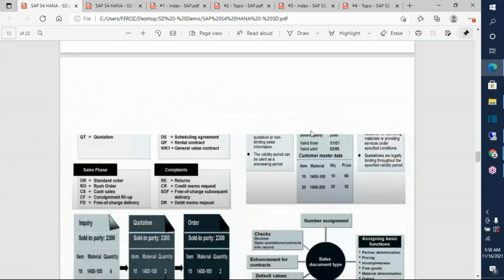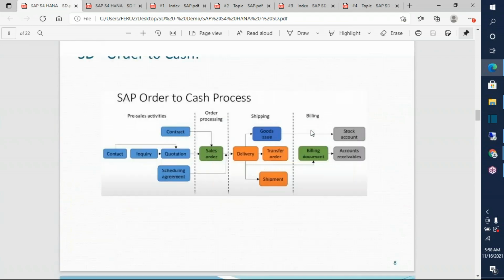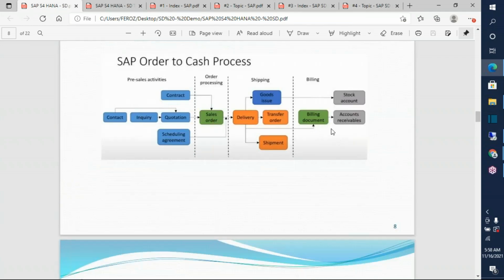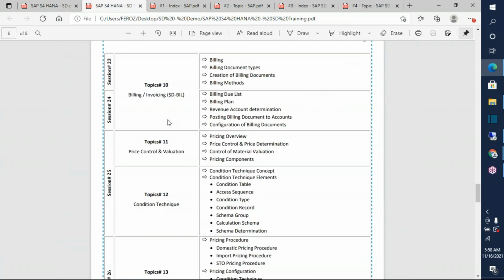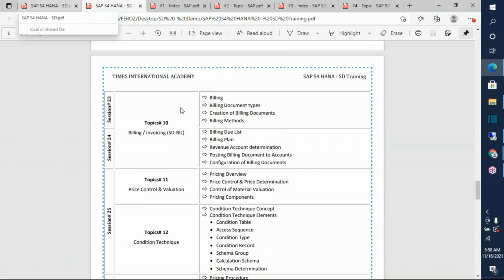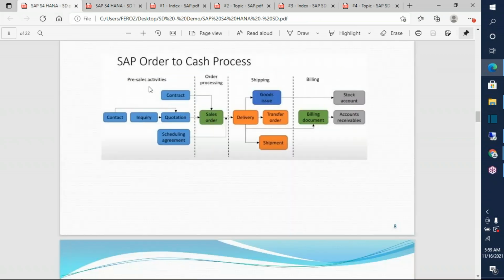After shipping, once the products are delivered to the customer, of course, we need to bill the customer, right? Related to billing, we will be discussing in detail what billing is, the different billing documents, how billing documents are created, different billing methods, and different billing plans. So in this way, these topics will be covering different phases.